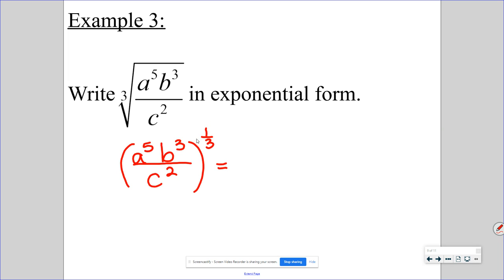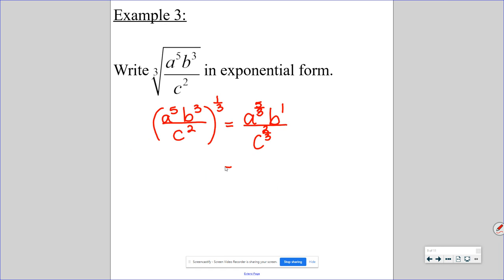Okay, the next thing I'm going to do is apply the power rule to everything inside the parentheses. That means I'm going to multiply my exponents. So 5 times 1/3 is 5/3. 3 times 1/3 is 1. And then c would be 2 times 1/3, which is 2/3. Exponential form also means no fractions. So anywhere that you have a fraction, you're going to rewrite that as a negative exponent. So the c is in the denominator, which means we could rewrite it as c to the negative 2/3 power. And so this would be your answer in exponential form.